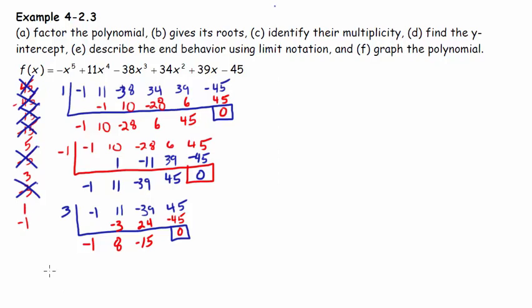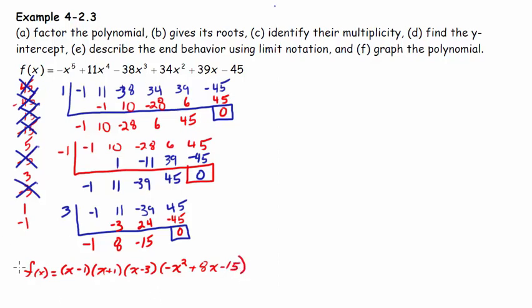So we'll call this f of x. I'm sorry, we have a root of 1, so that'd be a factor of x minus 1. A root of negative 1, so that'd be a factor of x plus 1. A root of 3, so a factor of x minus 3. And then negative x squared plus 8x minus 15.